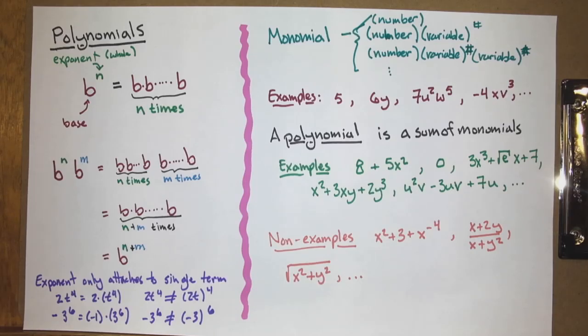Another one where people make mistakes is where there's a minus sign. So if you have minus 3 to the 6th power, that means take negative 1 times 3 to the 6th. It does not mean take negative 3 and raise it to the 6th power. And this is an important distinction. What's the difference between these two options listed here at the bottom?